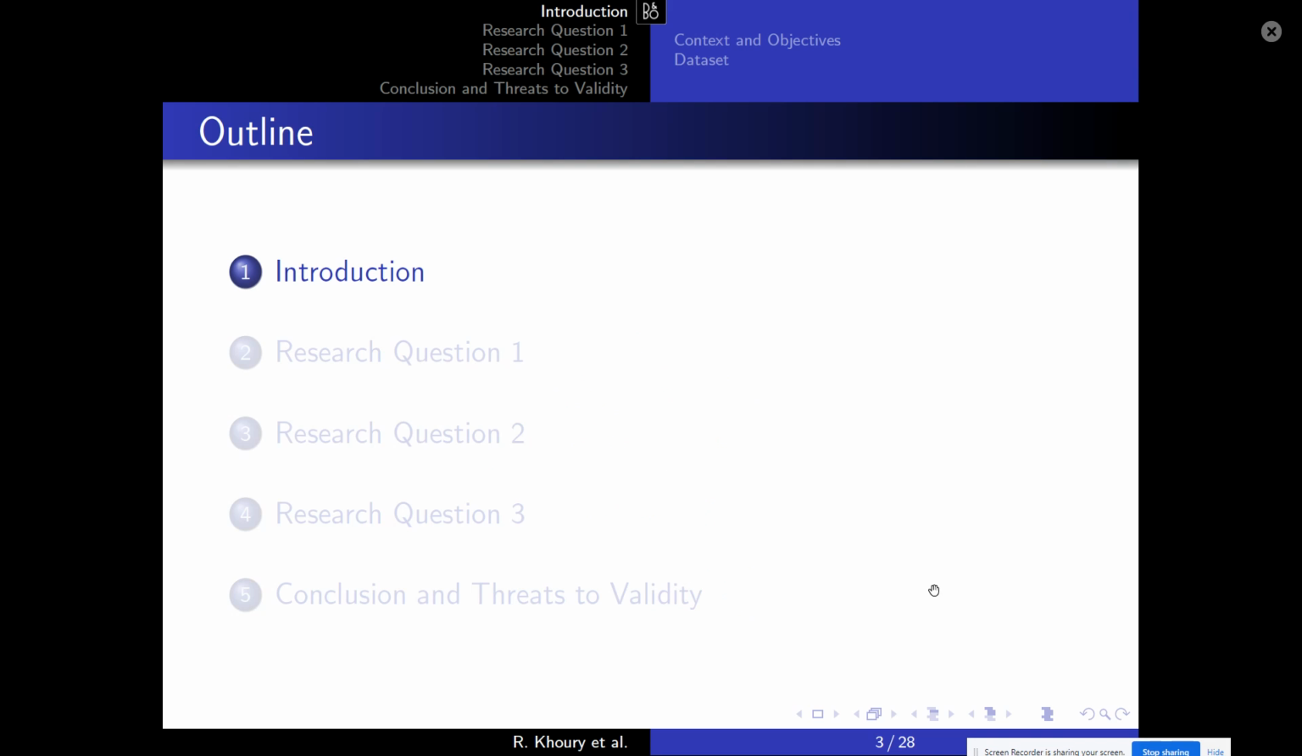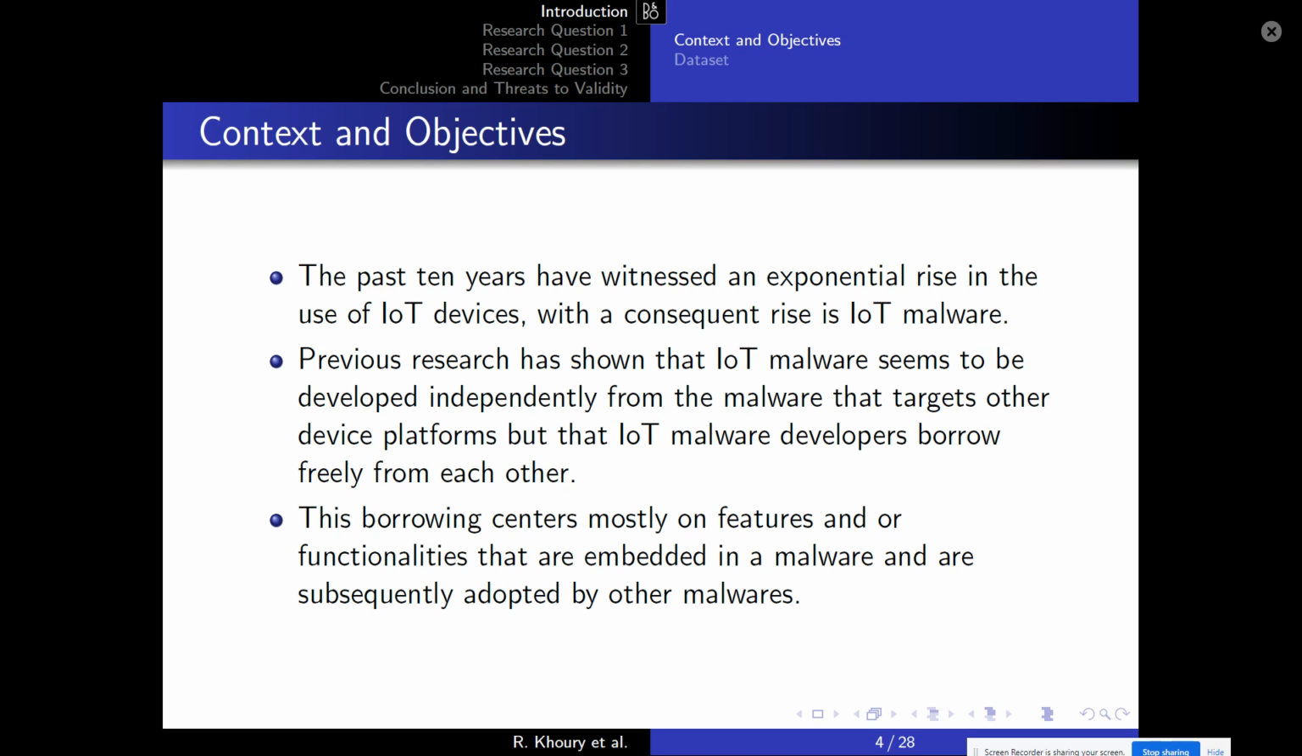Over the last 10 years or so, there's been an exponential rise in the use of IoT devices, and consequently, an equivalent rise in the presence of IoT malware. In our previous research, we found that IoT malware is generally developed independently from malware that targets other platforms, but IoT malware developers tend to borrow a lot from each other. Especially, they borrow features.